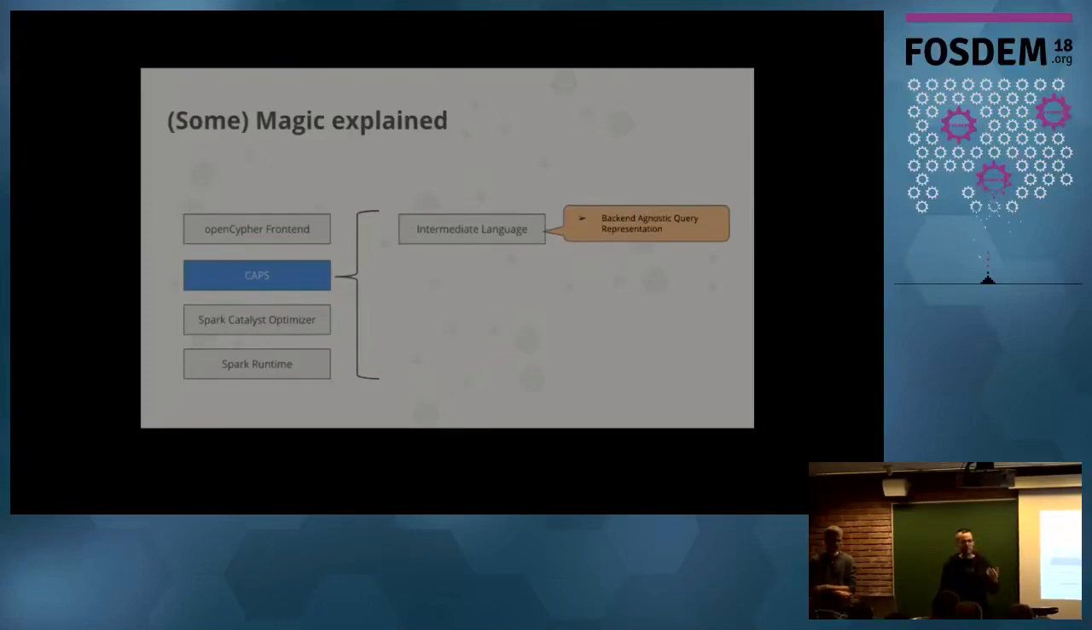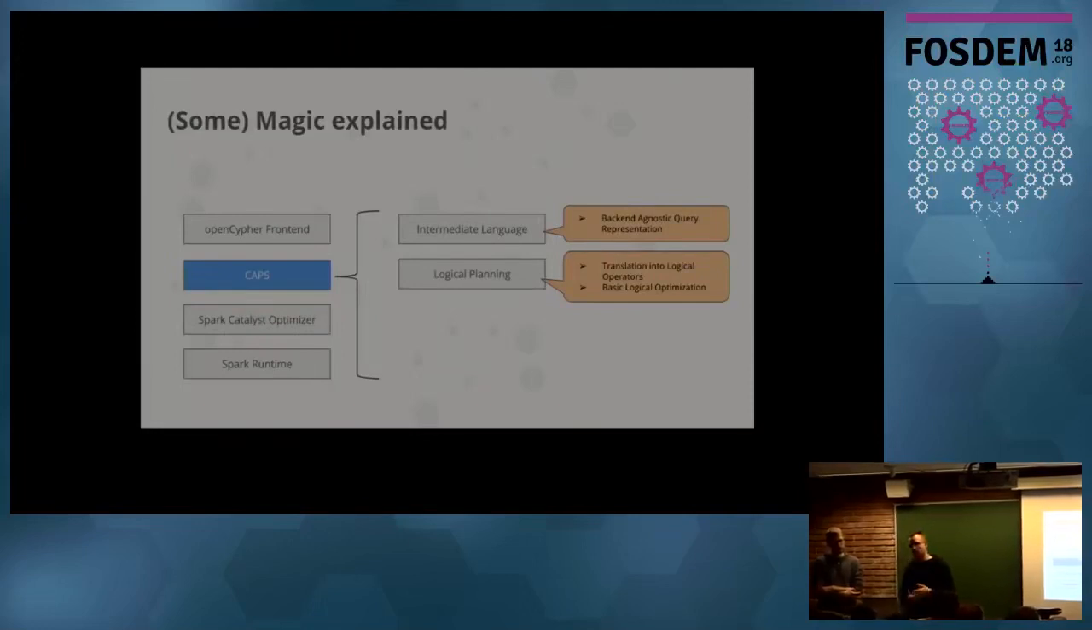It's an intermediate representation of the query, which is backend agnostic, because one other goal besides doing that on Spark is being able to port this project to other backend systems. So maybe an in-memory system or Apache Flink, for example, something like that. So this is a backend agnostic query representation at first. So we translate the AST into that, and then we start with logical planning.